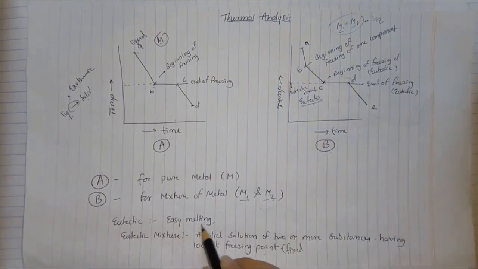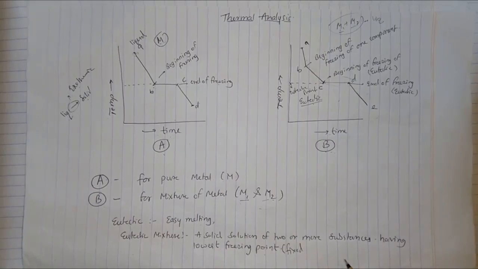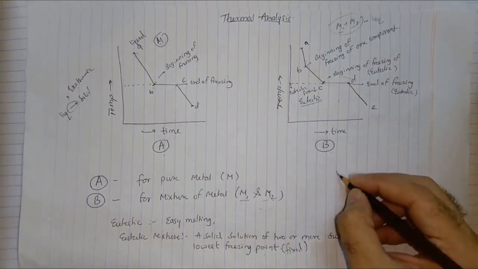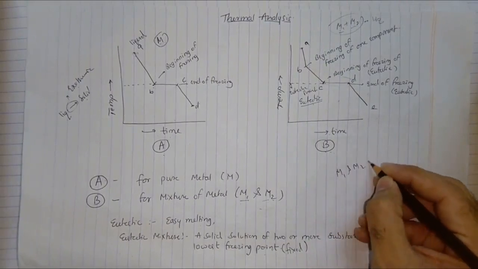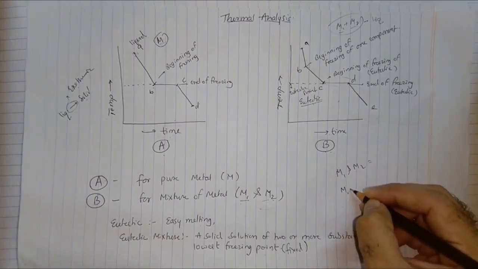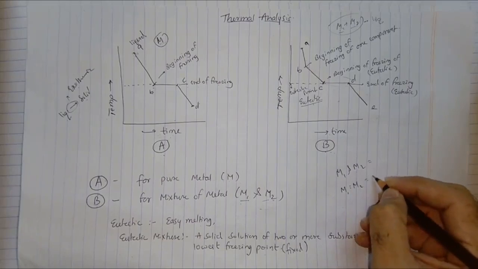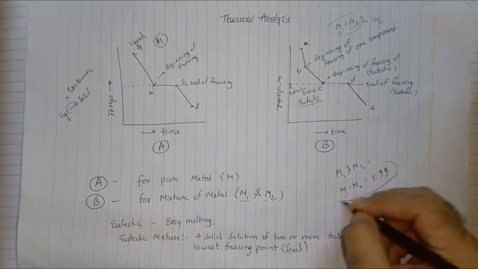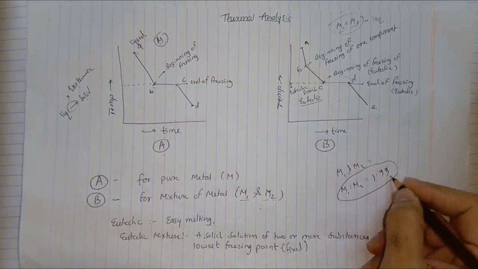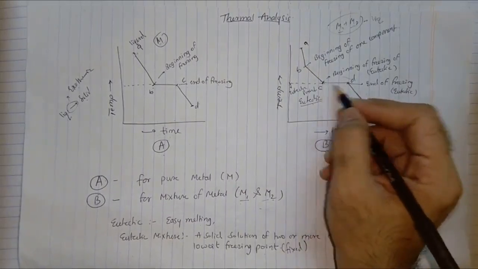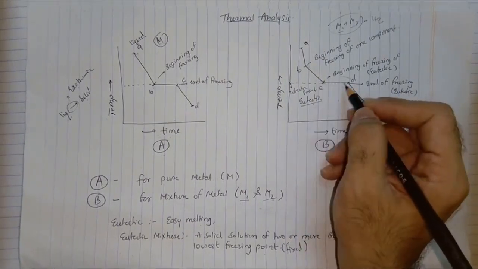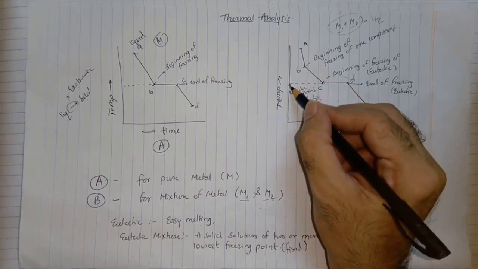Eutectic is nothing but easy melting, and a eutectic mixture is a solid solution of two or more substances having the lowest freezing point. Now it is a mixture. Suppose, let's say, M1 and M2. Suppose its eutectic mixture has M1 to M2 in the ratio, let's say, 1 to 99. It is fixed at 1 to 99 only; this will take place only at that ratio. Is that clear? So this is your eutectic mixture, this is your eutectic point.